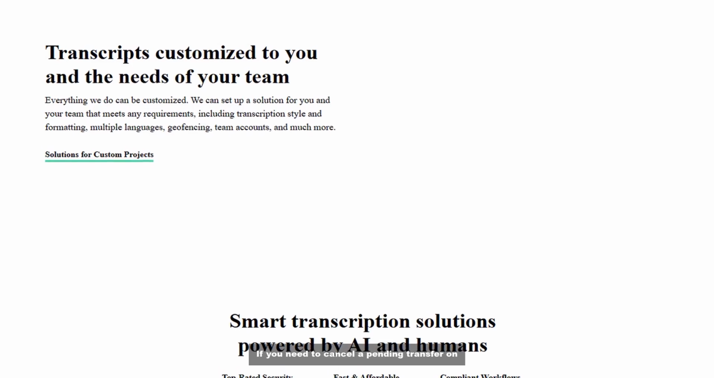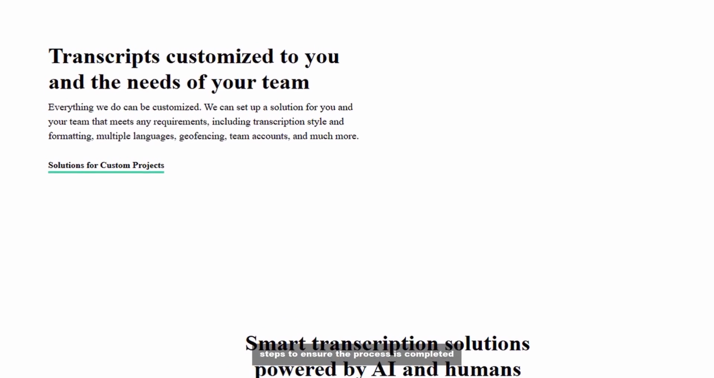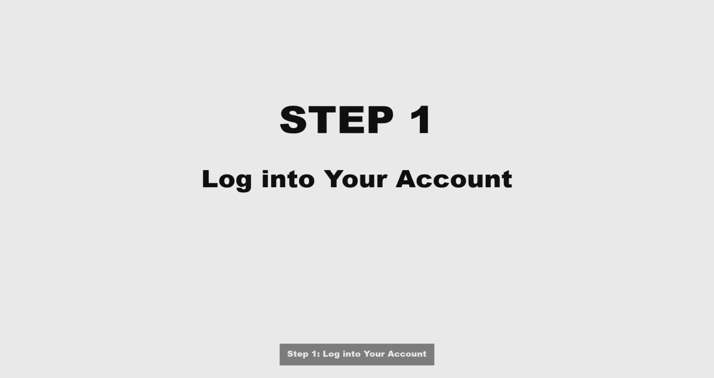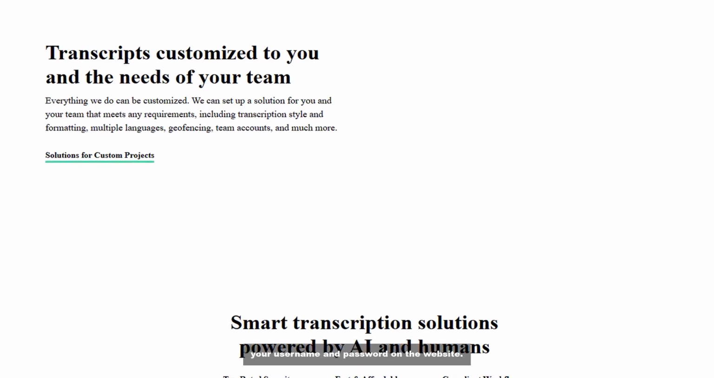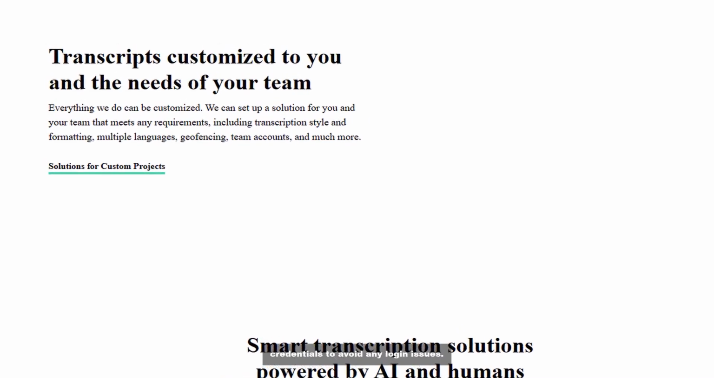If you need to cancel a pending transfer on TranscribeMe, follow these straightforward steps to ensure the process is completed smoothly. Step 1. Log into your account. Access your TranscribeMe account by entering your username and password on the website. Make sure you are using the correct credentials to avoid any login issues.